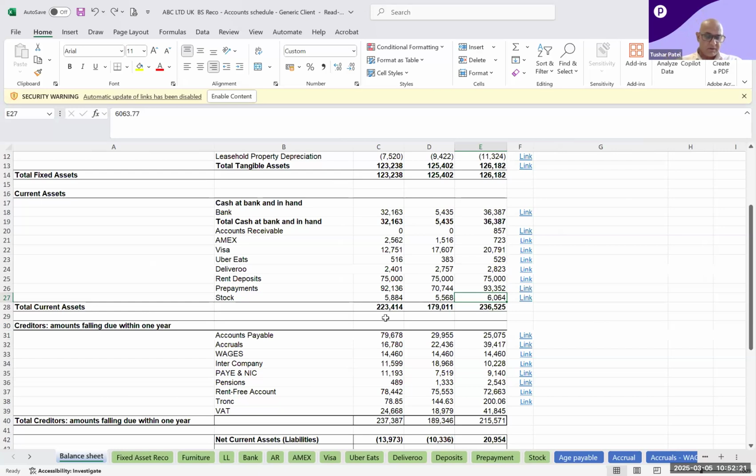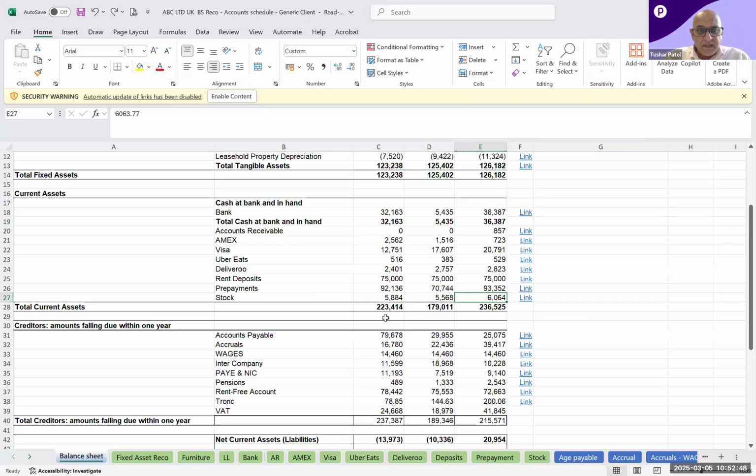But we also use the stock number for calculating your gross profit in the P&L. So your opening stock plus your purchases less your closing stock is effectively cost of goods sold, and that over a percentage of sales gives you your gross profit margin.